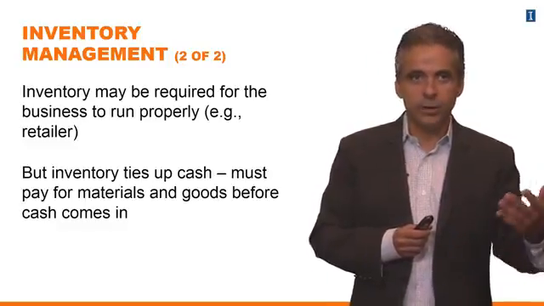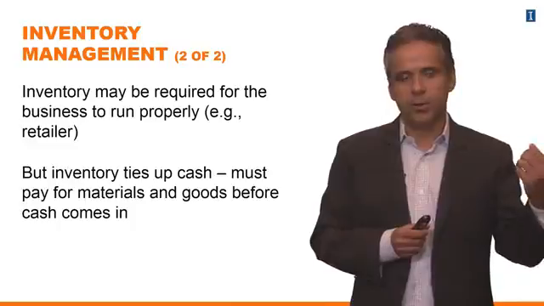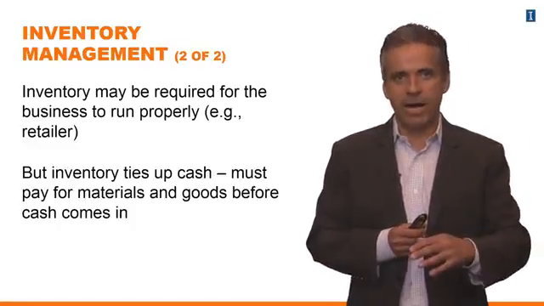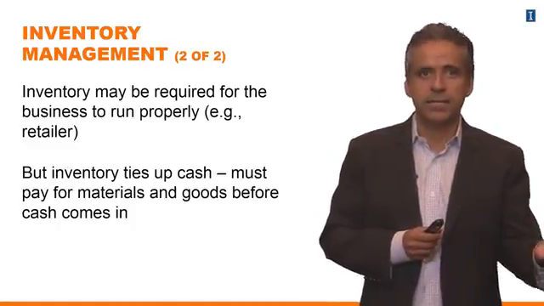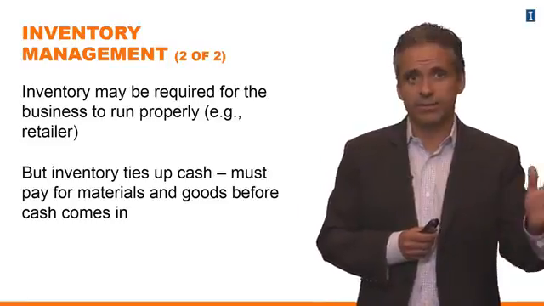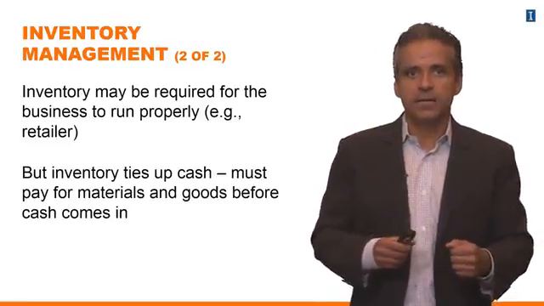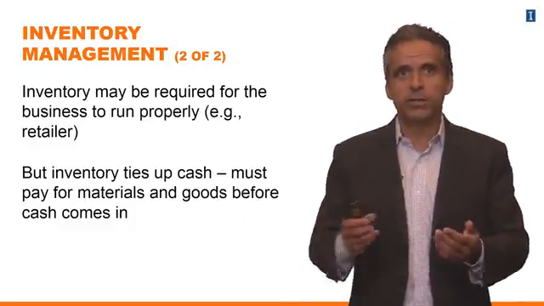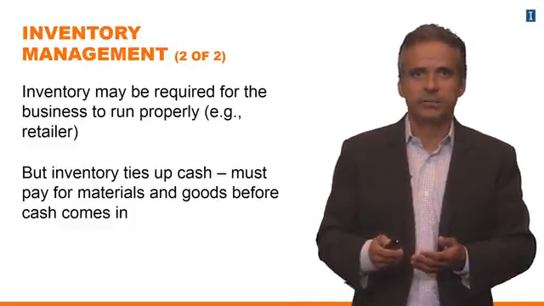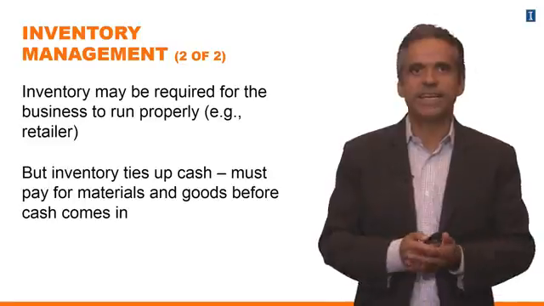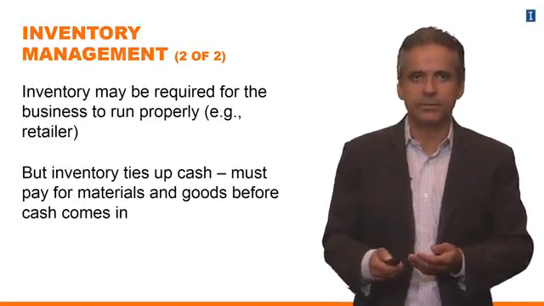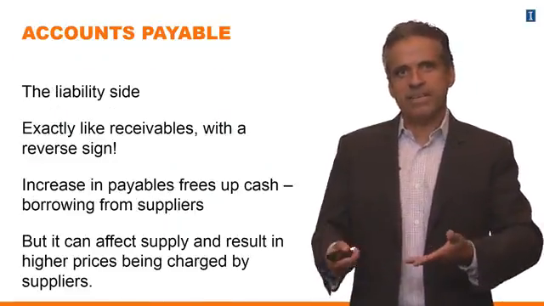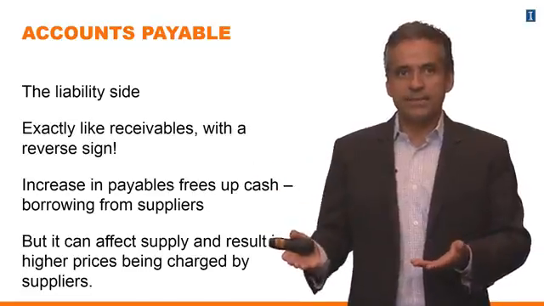Having an inventory is going to tie up cash because the company has to buy the goods before you actually sell them. So the trade-off we're going to think about is exactly the same. Having inventory is necessary for the business on one hand. On the other hand, it's going to tie up cash. So this is going to be the trade-off in the examples that we're going to talk about in a second. Finally, we have accounts payable, which is the liability side.